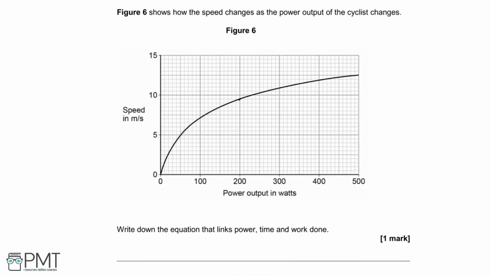Figure 6 shows how the speed changes as the power output of the cyclist changes. First, write down the equation that links power, time and work done. This is just something that you need to learn, and what they want us to write here is that power equals work done divided by time. You could also write this, if you wanted to, as P equals W over T.